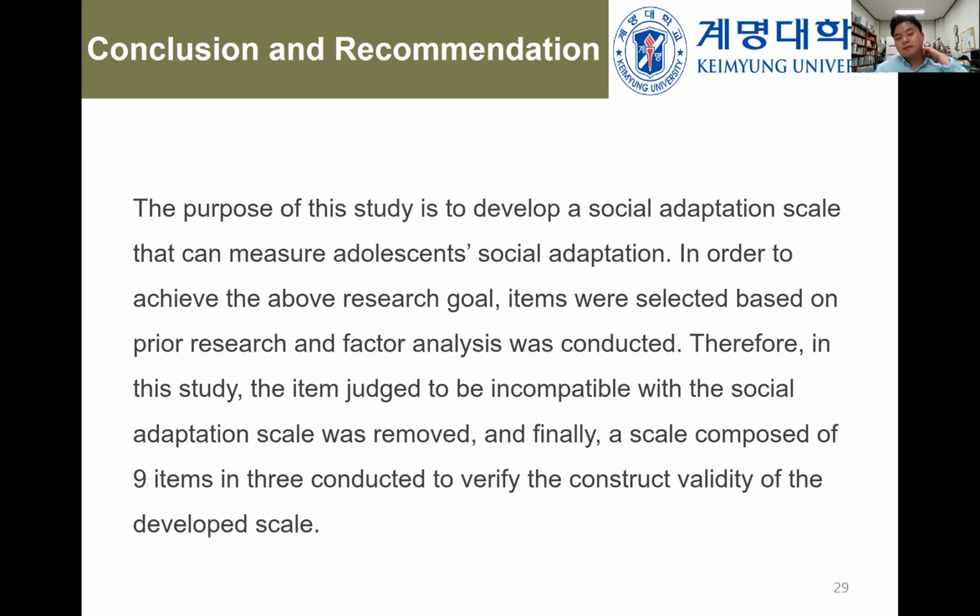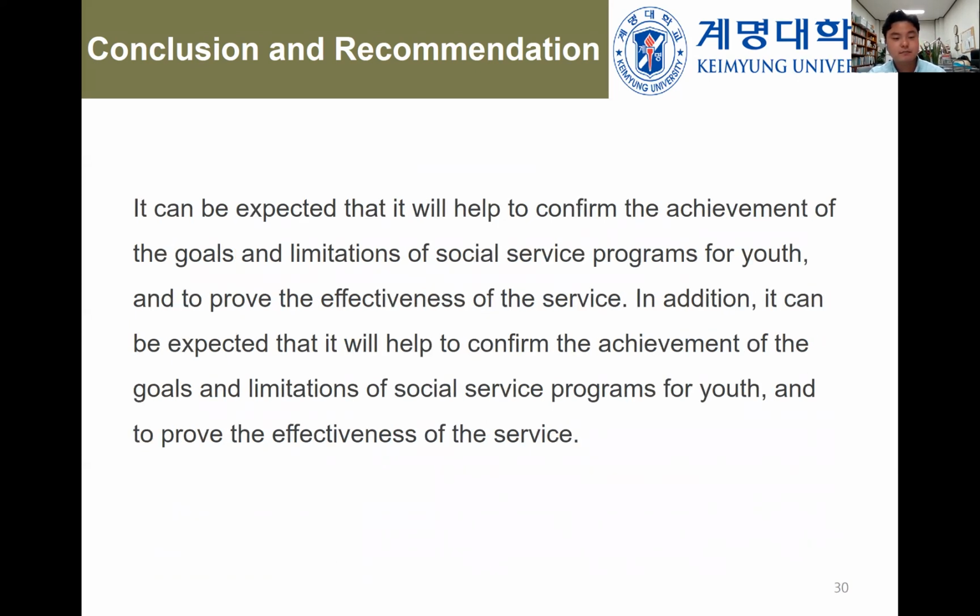This is the final conclusion and recommendation. The purpose of this study is to develop a social adaptation scale that can measure adolescent social adaptation. In order to achieve the above research goal, items were selected based on prior research, and factor analysis was conducted. Therefore, in this study, items judged to be incompatible with the social adaptation scale were removed. And finally, a scale composed of 9 items in 3 areas was developed and tested to verify the construct validity of the developed scale.